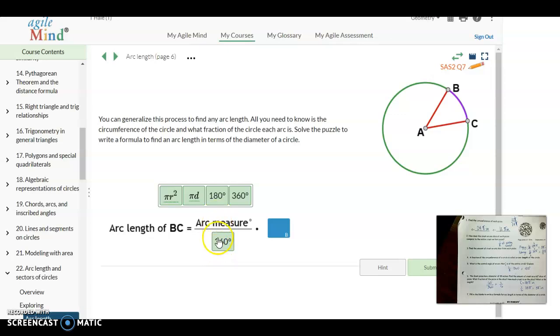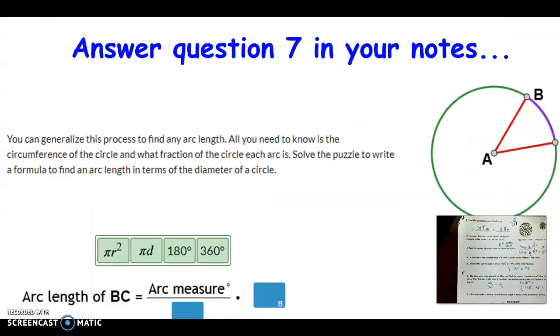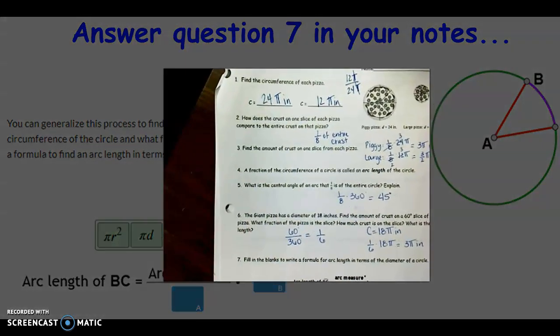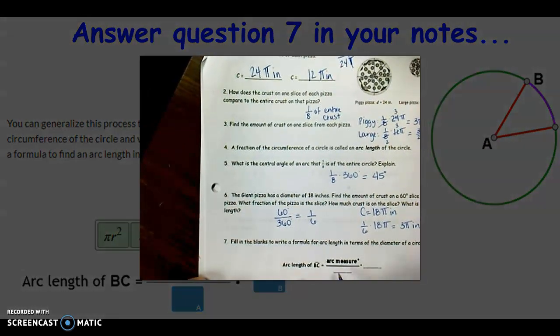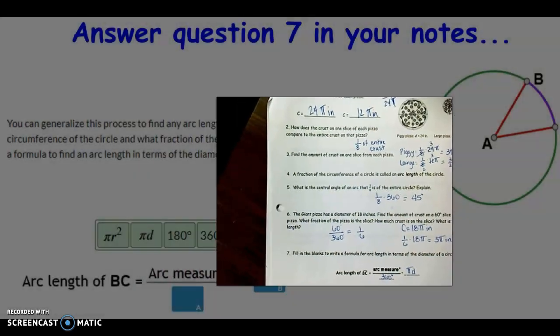And remember, it's fractional part of the circumference. So which one of these is circumference? Remember, pi r squared is area. We want pi times diameter. So that is our formula for finding the arc length of a circle. That's what you're putting in question 7. So it's just your arc measure over 360 degrees times the circumference, which is pi times diameter. So fractional part of the circumference.